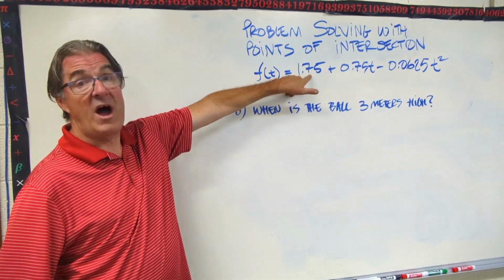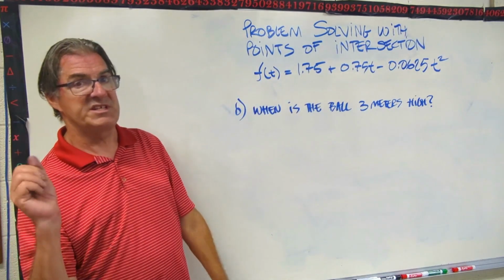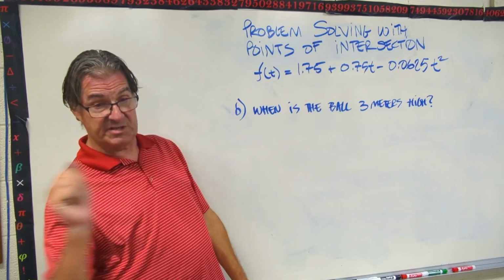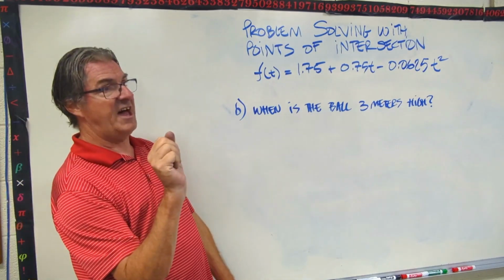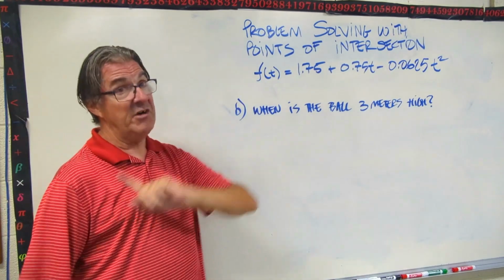This is the y-intercept of our function. The ball is thrown and released at 1.75 meters high. That's kind of just about right. Someone throws it like that. If I'm 2 meters, this is 1.75, and it's going to go up.